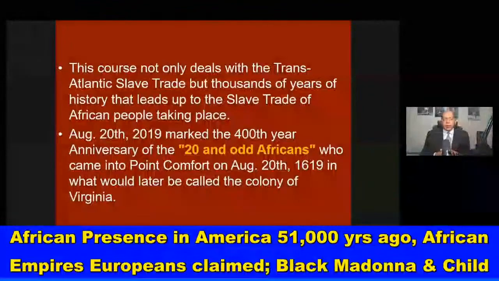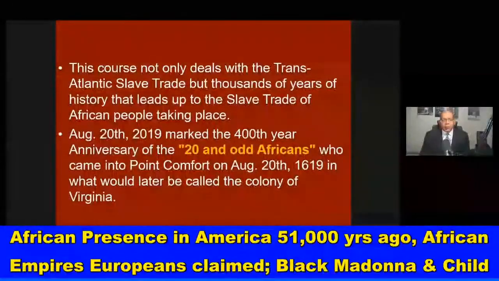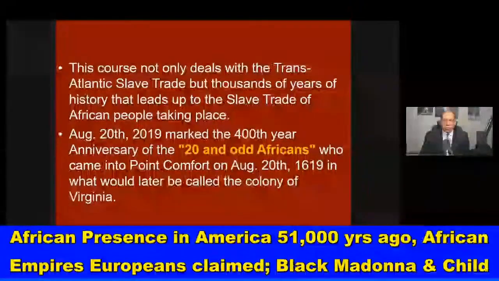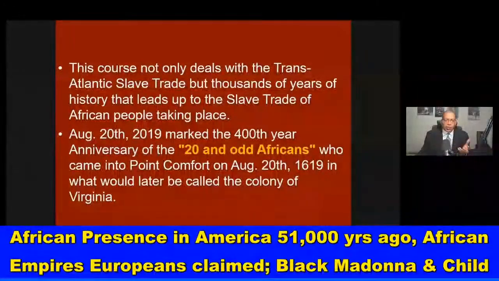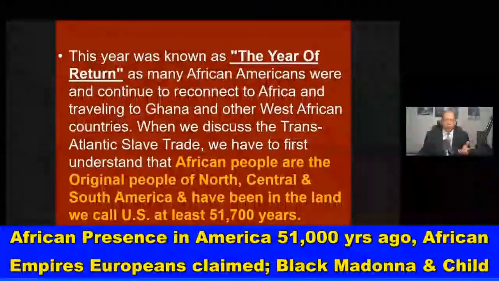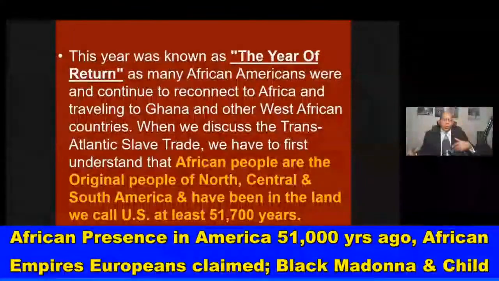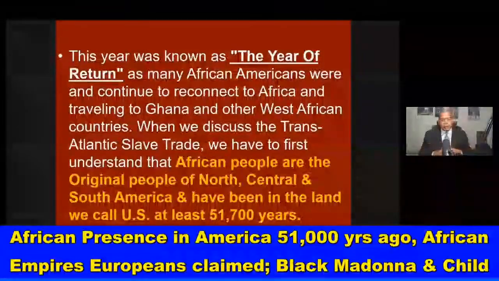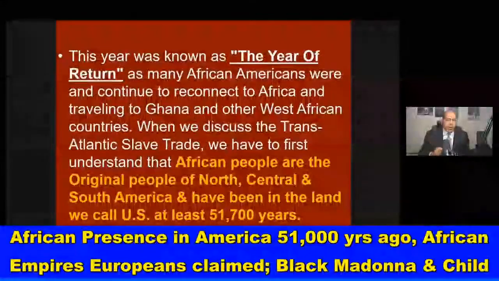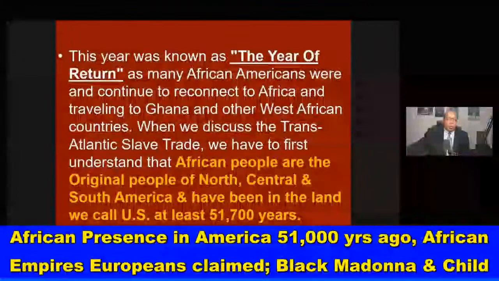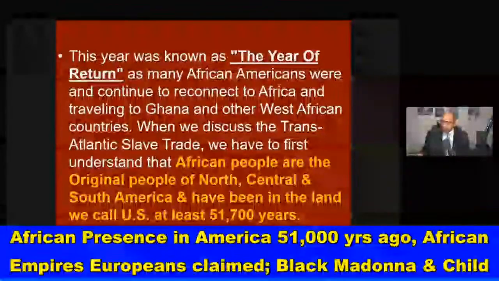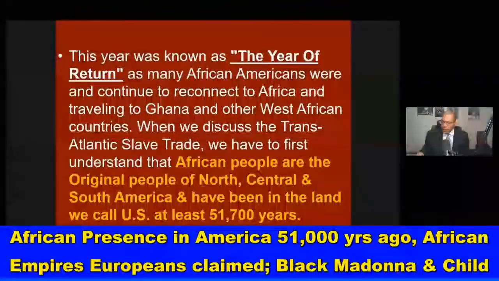August 20th, 2019 marked the 400th anniversary of those 20 and odd Africans who came into Point Comfort, in what would later be the colony of Virginia. They actually came into Hampton, Virginia. That year was known as the Year of Return, as many African Americans were and continue to reconnect to Africa and travel to Ghana and other West African countries.